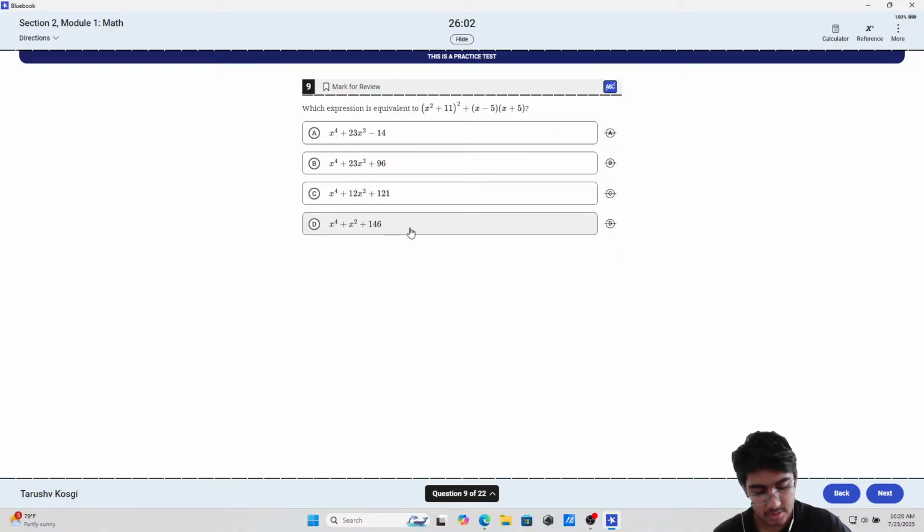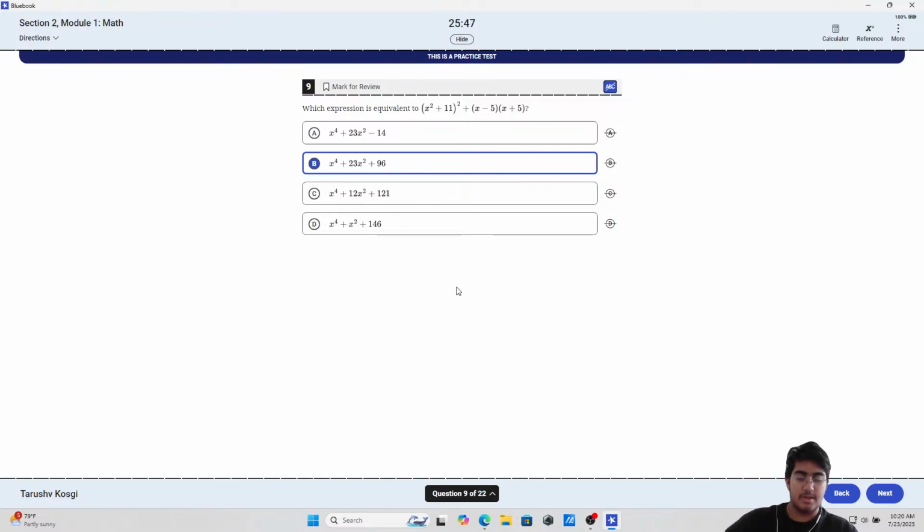$121 minus 25 equals 96. So I definitely expanded this wrong, 100%. I don't know what I did wrong here. I don't know if you guys can see this either, but like that.